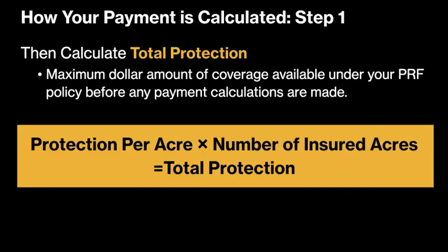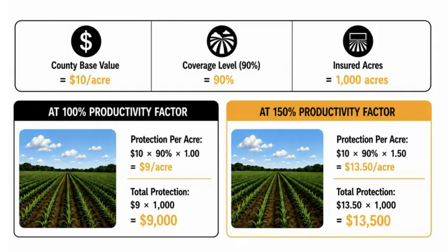After calculating protection per acre, the next step is determining the operation's total protection. This represents the maximum dollar amount of coverage available under the PRF policy before any rainfall calculations are made. The calculation is protection per acre multiplied by the number of insured acres.